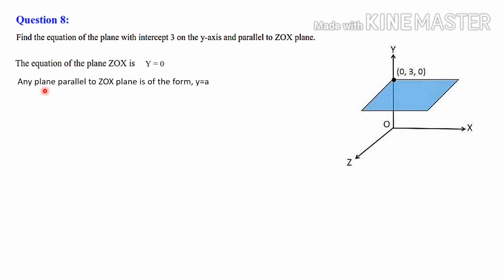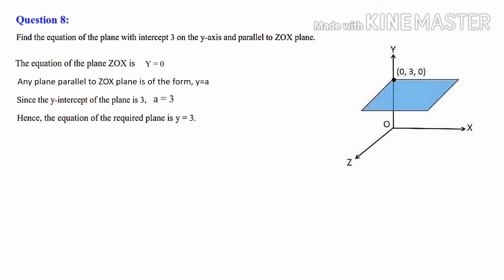Next, any plane parallel to the z-x plane is of the form y is equal to a. Parallel to the z-x plane means somewhat similar to the given plane. This is the one. Parallel to the z-x plane means y is equal to a constant. So that is the general equation of a plane parallel to the z-x plane. Only the y-intercept will be there. Y is equal to a constant. Here the y-intercept is given to us, that is 3. The y-intercept is 3, that is a. Here y is equal to a is the equation, a is equal to 3. Let's substitute it. Hence the equation of the required plane is y is equal to 3.